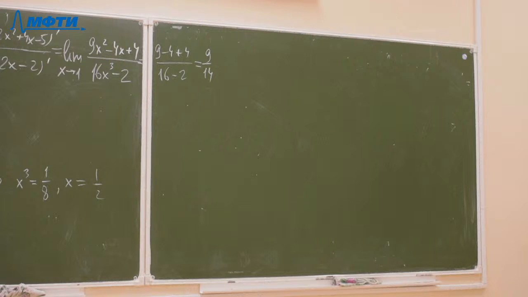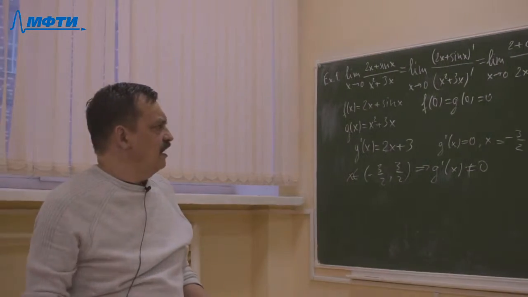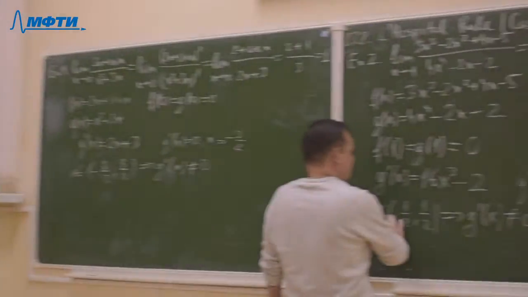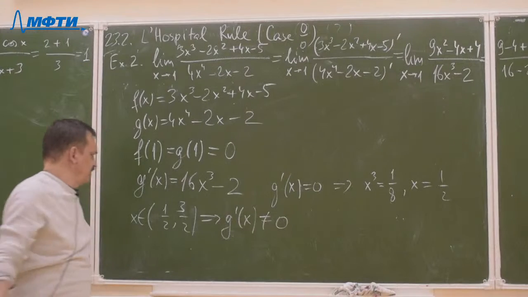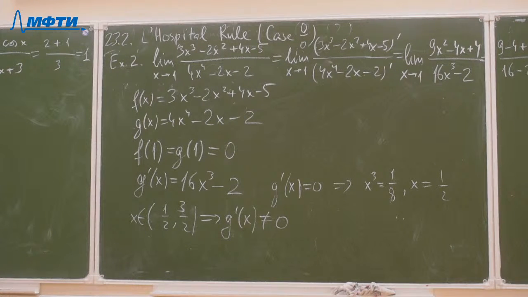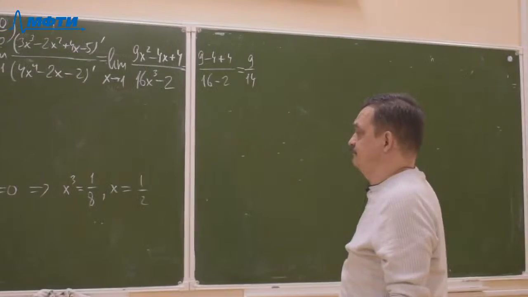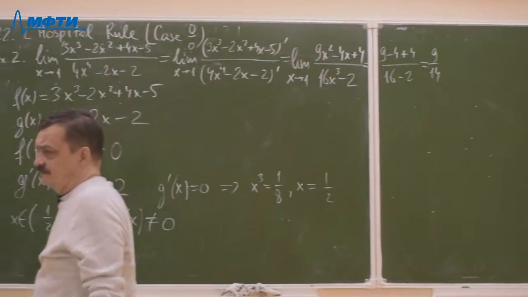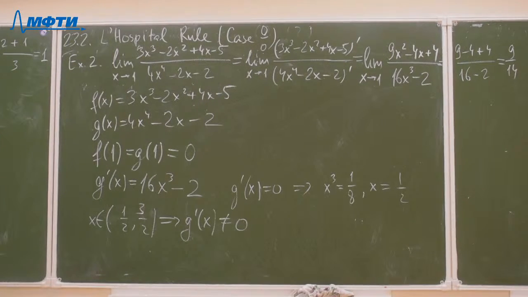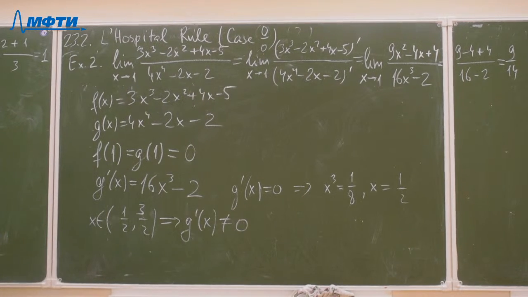Right. X belongs to 1/2, 3 over 2. Why? Yeah, right. Thank you. I forgot. X tends to 1. Yes. Let it be like that. Thank you very much. I'm so sorry. You are right. Thank you. We have a limit as x tends to 1, not x tends to 0. Yeah, I missed a little bit.